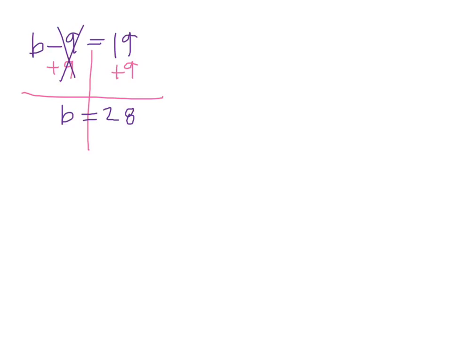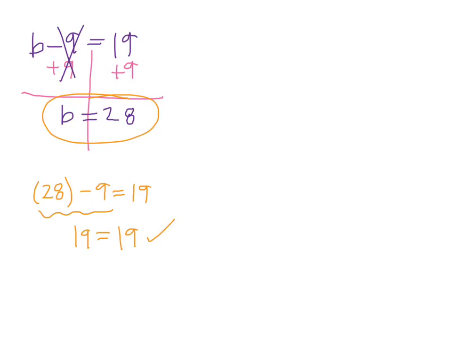Finally, I'm just going to go ahead and check my answer. So my solution, 28, is going to get substituted back into this original equation. 28 minus 9 equals 19. And let's simplify that. 28 minus 9 is 19. 19 equals 19. That is true. So we have a correct answer.